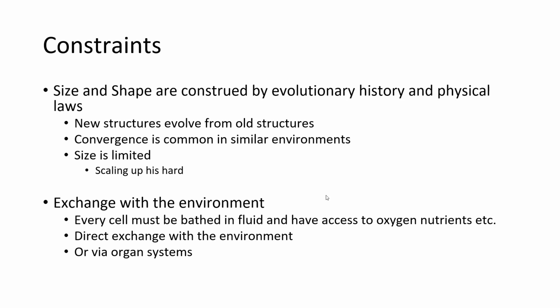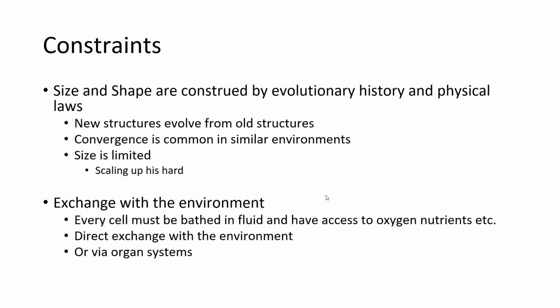Now, there are lots of constraints. I'm just going to have a vague look at a few of those here. Size and shape are constrained by evolutionary history. So the shape of an organism and the size of an organism. Organisms can only be so big because, once again, gravity and things like that. Also, shape and structures are constrained.